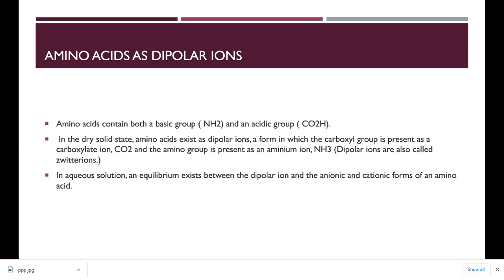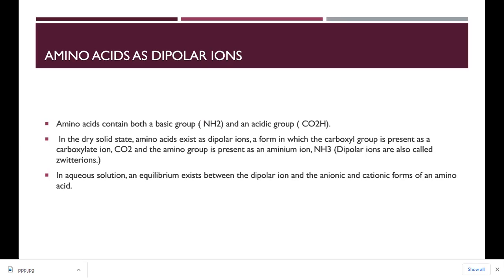Amino acids as dipolar ions. Dipolar means they have both negative and positive charges. Amino acids contain both a basic group NH2 and an acidic group CO2H. In the dry solid state, amino acids exist as dipolar ions, a form in which the carboxyl group is present as a carboxylate ion, CO2-, and the amino group is present as an ammonium ion, NH3+. Dipolar ions are also called zwitterions.